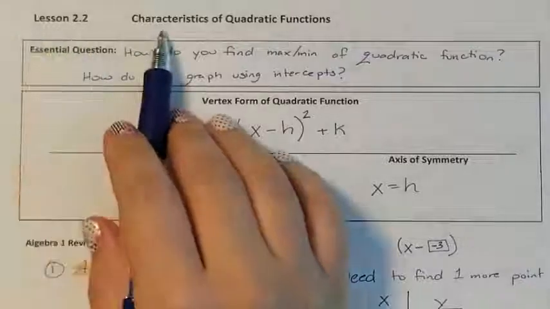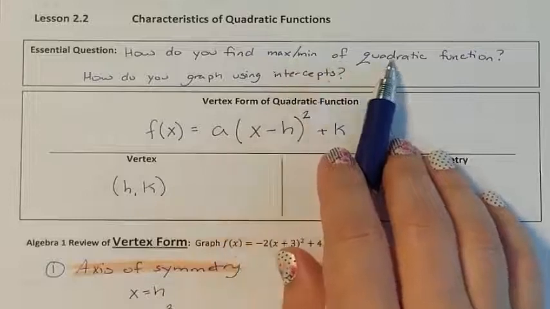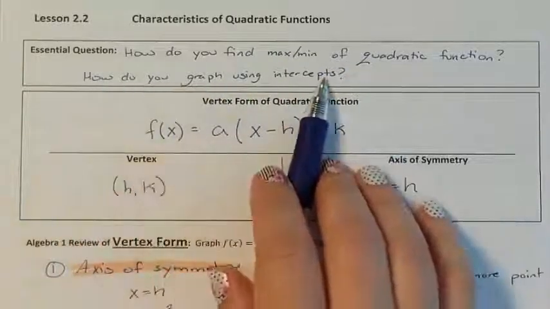Lesson 2.2, Characteristics of Quadratic Functions. How do you find the max and min of a quadratic function? How do you graph using intercepts?